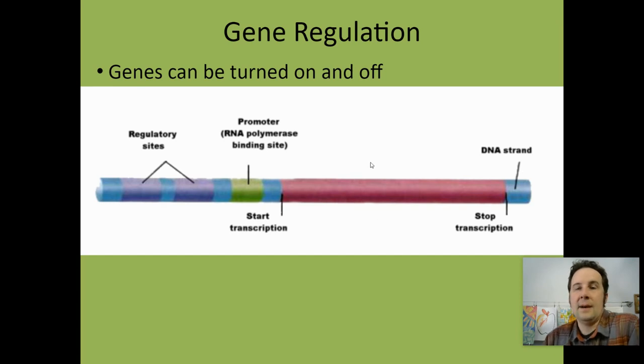So let's take a look at this strand of DNA. We see that there's regulatory sites. We have a promoter site with RNA polymerase. That's kind of a landing pad for the RNA polymerase to come down. And then we actually have the gene itself here.